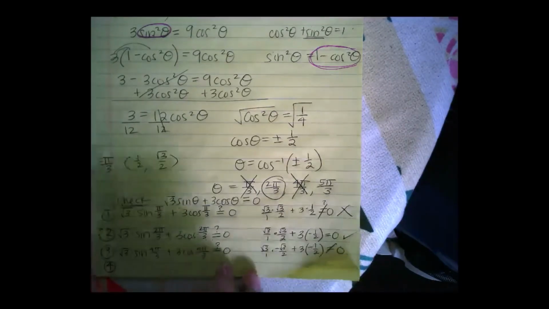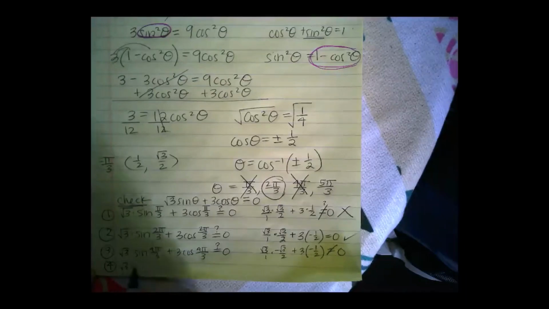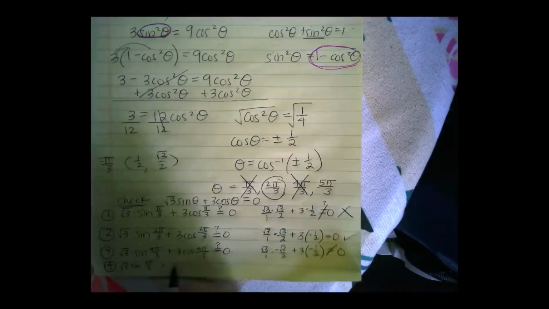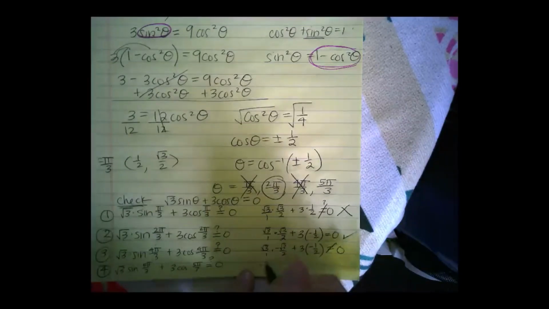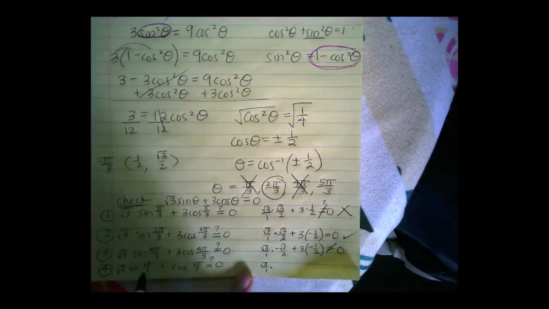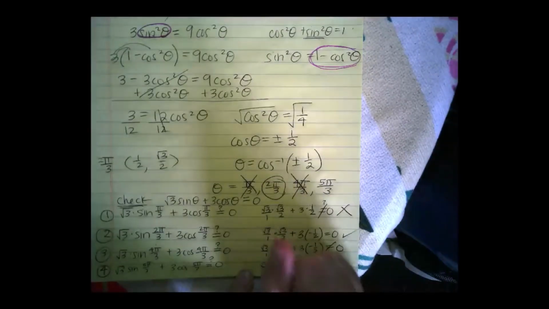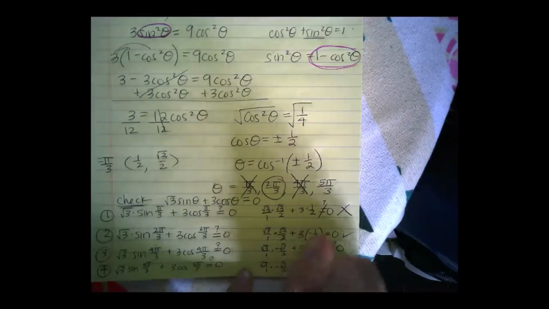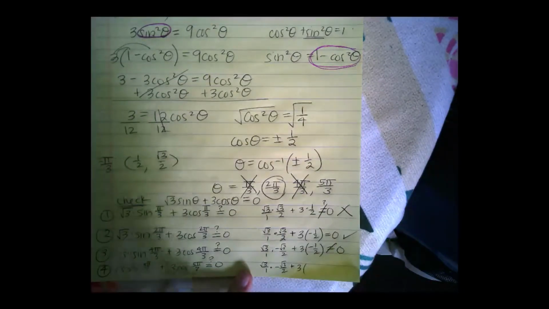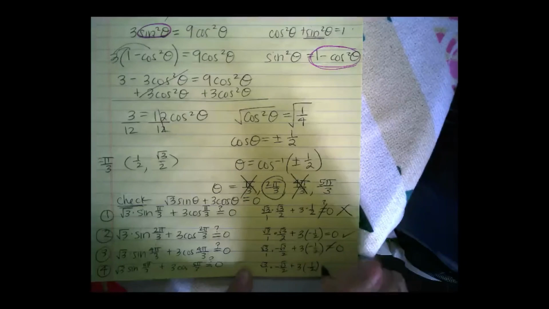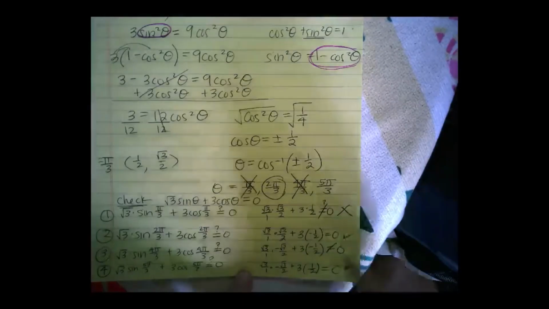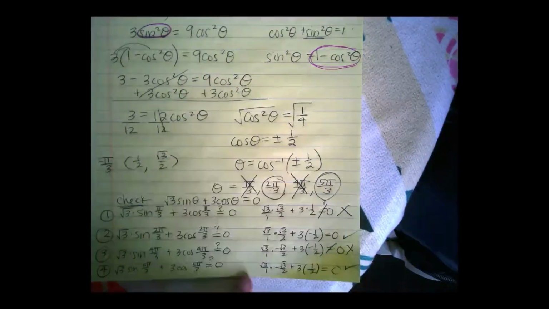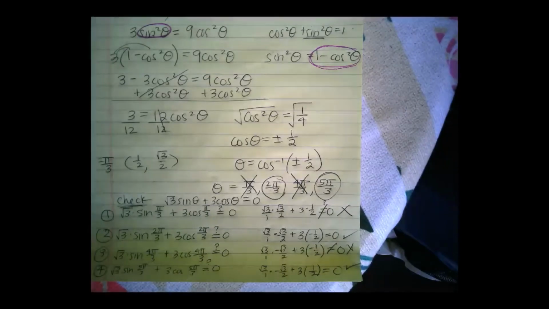Finally, last but not least, 5 pi over 3. Square root of 3 times the sine of 5 pi over 3 plus 3 times the cosine of 5 pi over 3. Does that equal 0? Square root of 3 over 1 times... we are in quadrant 4 for 5 pi over 3. In quadrant 4, the y coordinate is negative. In quadrant 4, the x coordinate is positive. Does negative 3/2 plus 3/2 equal 0? Yes. 2 pi over 3 and 5 pi over 3 are the answers.